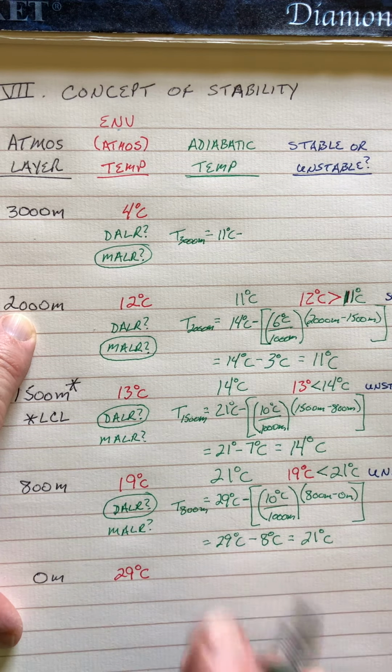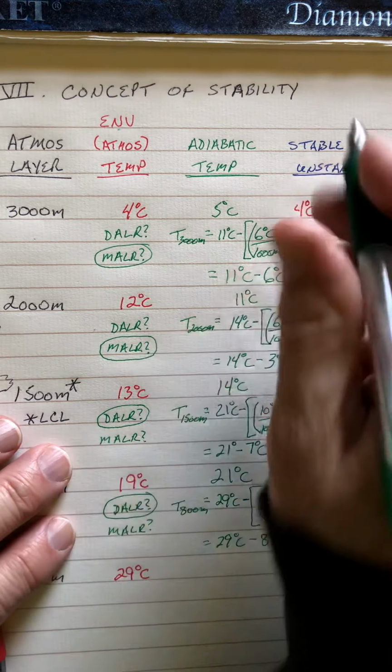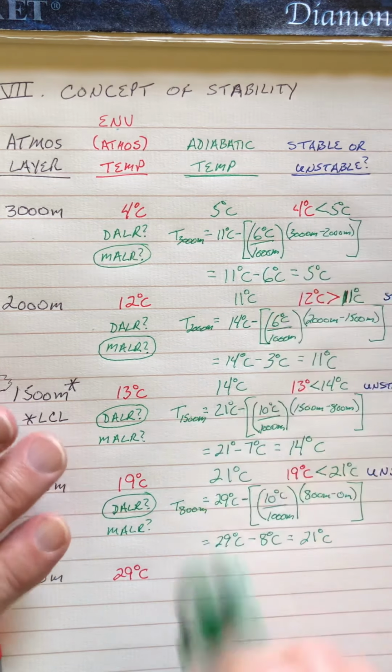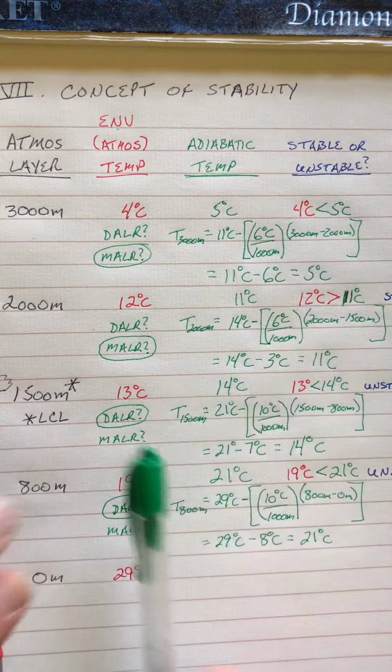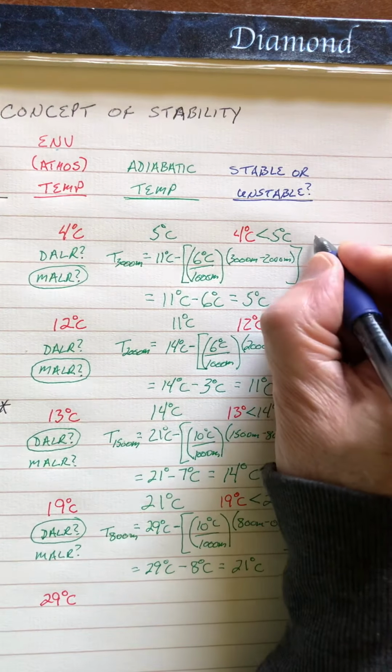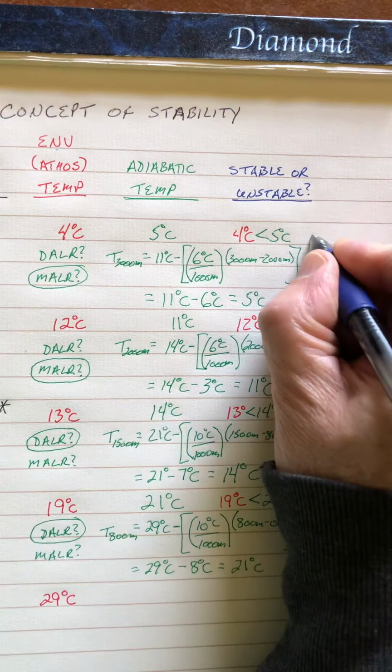Once again, now the temperature inside the hot air balloon is greater than the temperature outside the hot air balloon. So 4 degrees C is less than 5 degrees C. Okay. In other words, the temperature inside the hot air balloon is warmer than the temperature outside the hot air balloon, if you want to look at it that way. And so as a result, this air, once again, is going to be unstable at this layer.